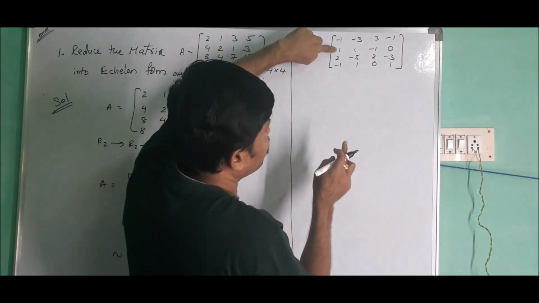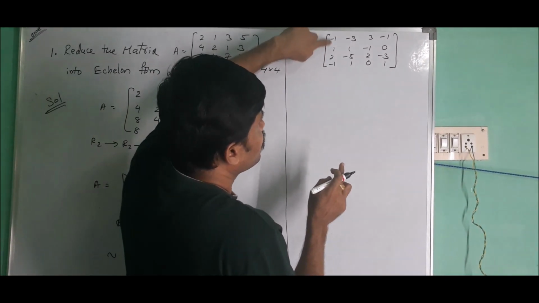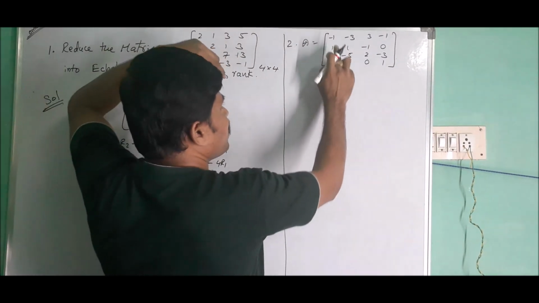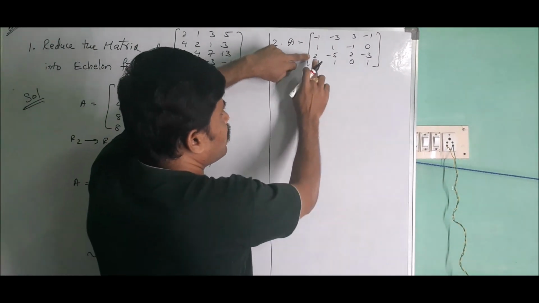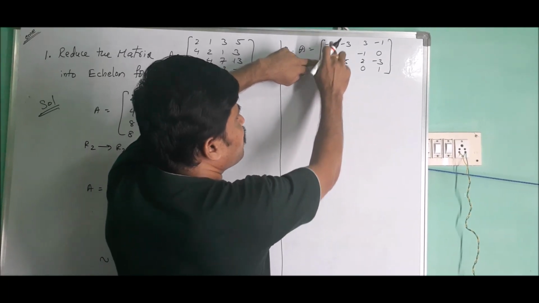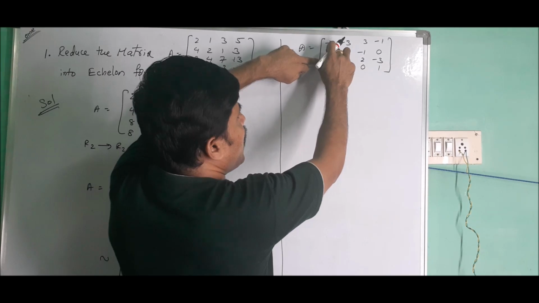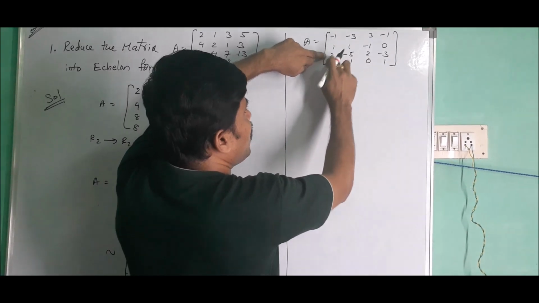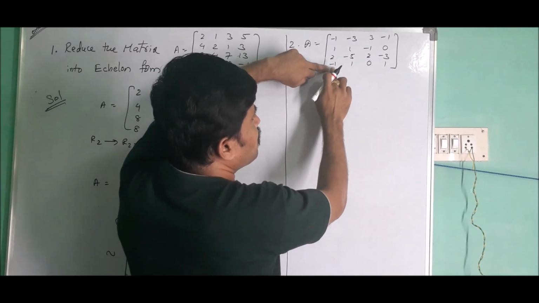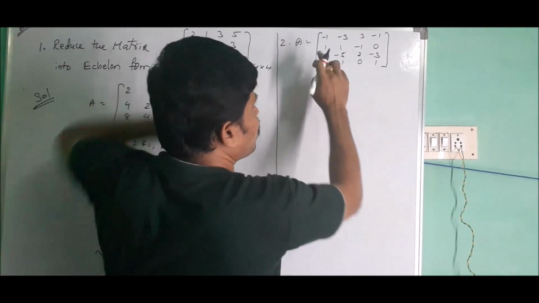The first element in the second row is 1, so adding the first and second rows, this will be 0. In the third row, the first element is 2. Multiply by 2 and add the first row to the third, this is 0. Similarly, subtract the first row from the fourth, this is also 0.